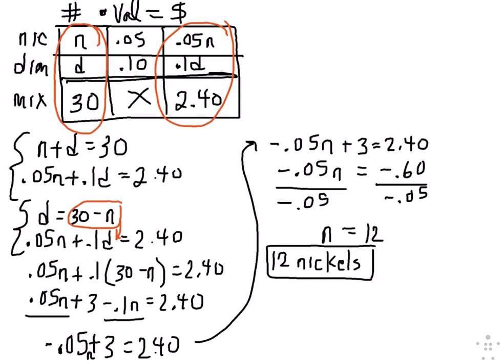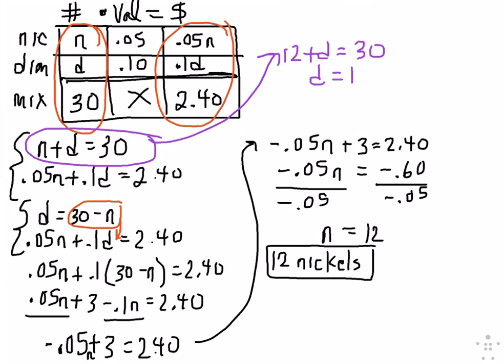And if it asked for dimes, we could take this equation, for instance, up here, and substitute in the 12 for n. 12 plus d equals 30. So d equals 18, and we would write 18 dimes, if it asked for it. It didn't in this case.